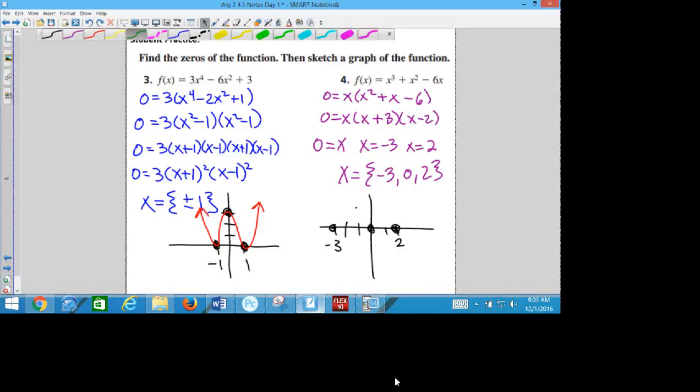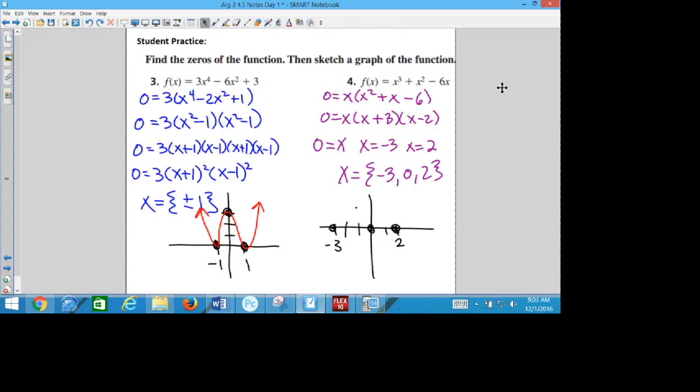So for this second one, I got 3 solutions, but none of them are repeated. So we're just going to pass through. Also, it is cubic. It is cubic. So it's going to have that cubic end behavior. That's what your graph should look like.